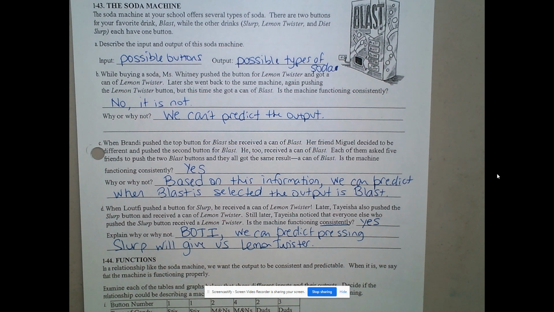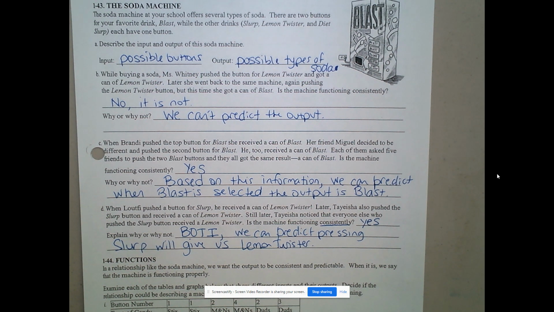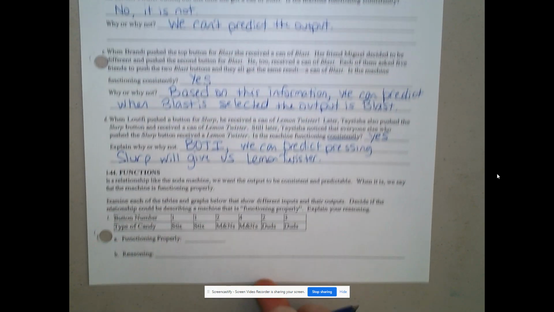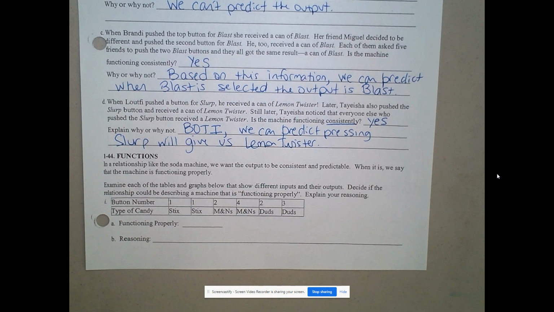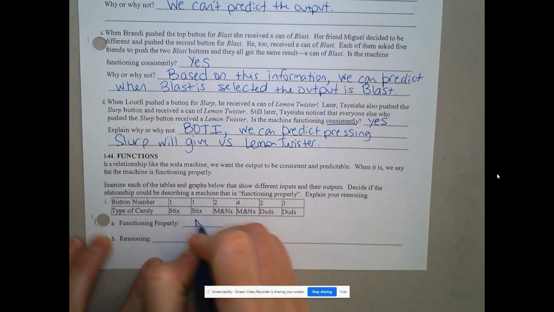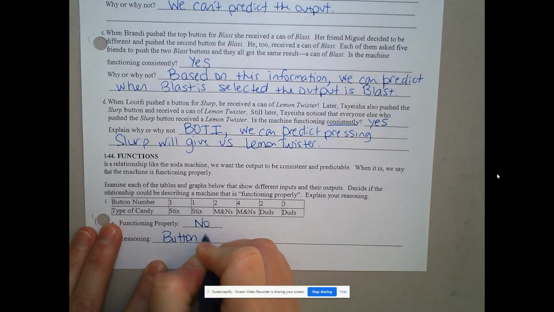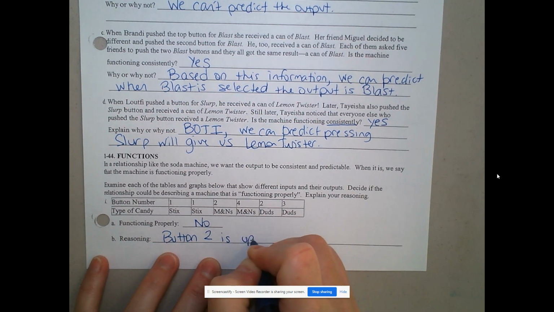Functions. In a relationship like the soda machine, we want the output to be consistent and predictable. When it is, we say that the machine is functioning properly. Examine each of the tables and graphs below that show different inputs and their outputs. Decide if the relationship could be describing a machine that is functioning properly. So if I push button 1, I get sticks. Notice this is sort of a knockoff on the Candy Twix. If I push button 1, I get sticks. Button 2, M&Ns. Button 4, M&Ns. Button 2, duds. Button 3, duds. Well, button 2 gave us M&Ns, and then later button 2 gave us duds. So we would say no, button 2 is unpredictable.